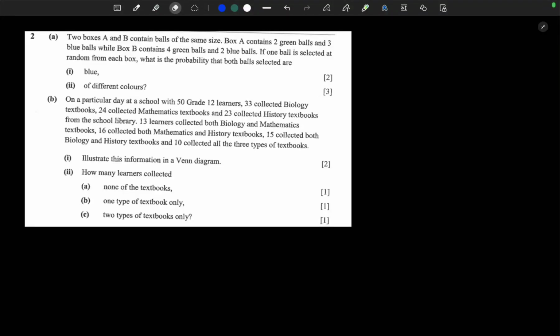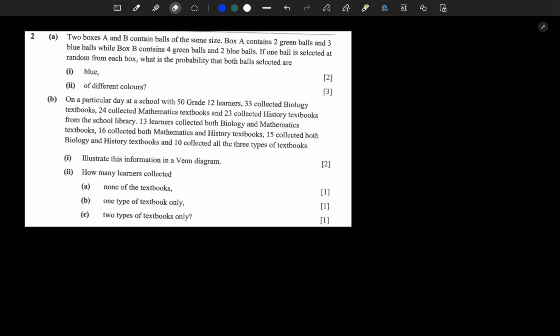Welcome guys. In this video we are going to look at question 2 coming from mathematics paper 2 for the year 2024 for internals. Question 2a is coming from the topic of probability, B from the topic of sets. Now if you look at question 2a, the setup this time is different, so you need to be extra careful. So let us look at this question carefully.